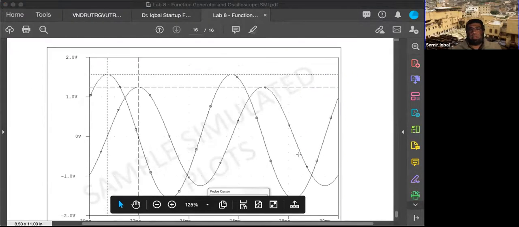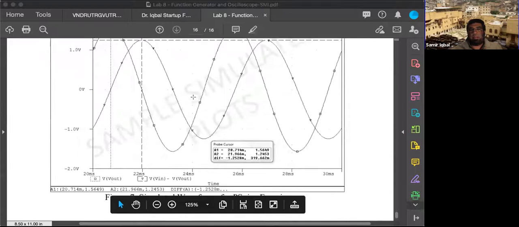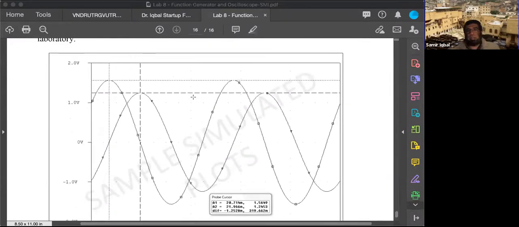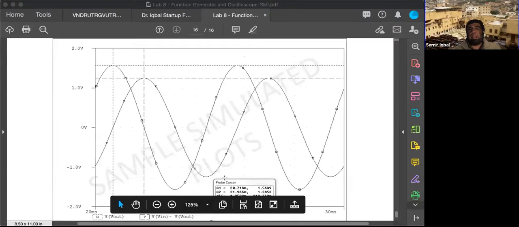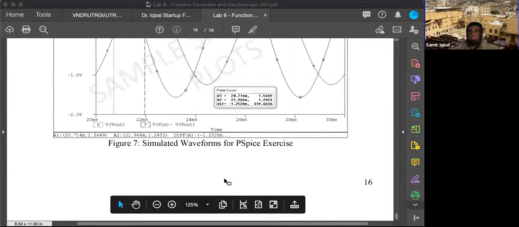So basically, this is how it should look. That's given in number 7. With those values, those numbers, your plot should look like this. And here you can see how the input has changed in amplitude with this circuit, and how much phase angle shift has come between those two signals. All right.